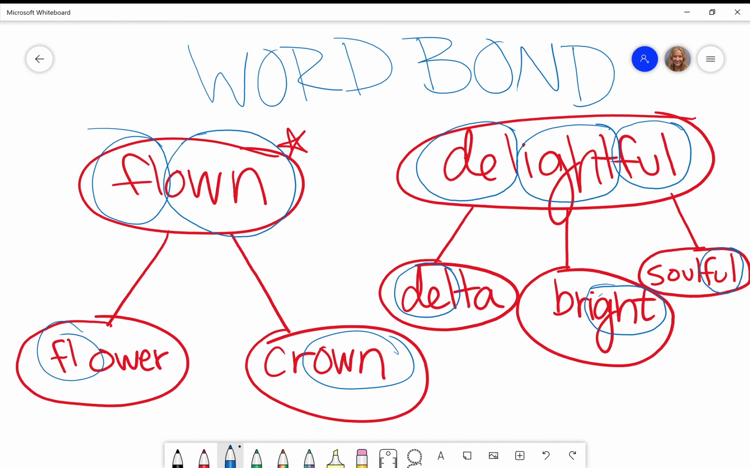So this is just a quick look at how word bonds work and how you will be using them for your spelling activity today.